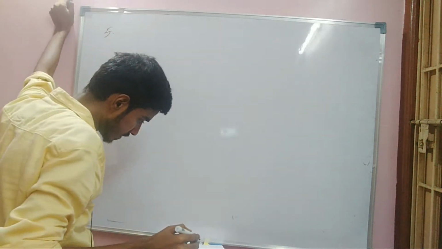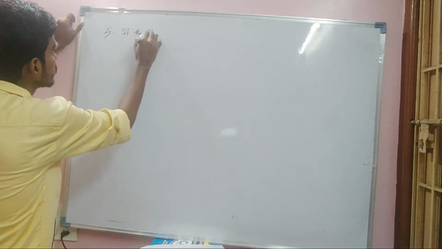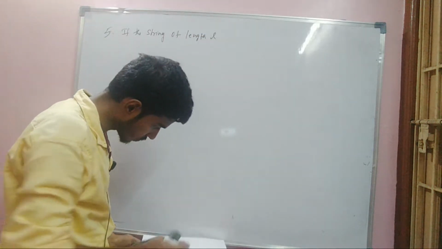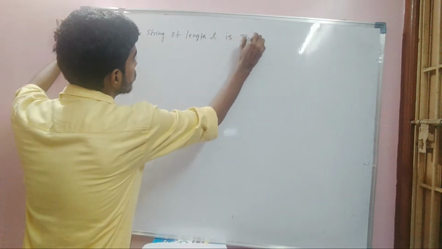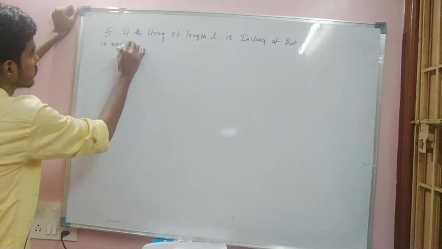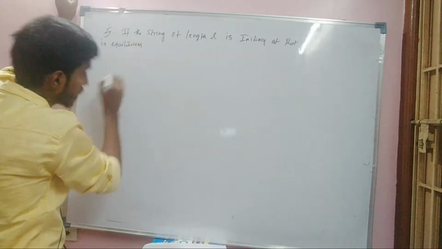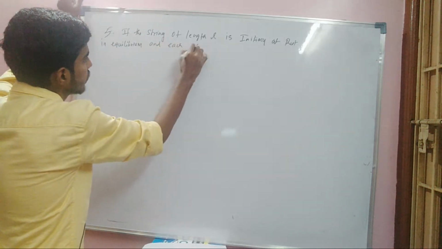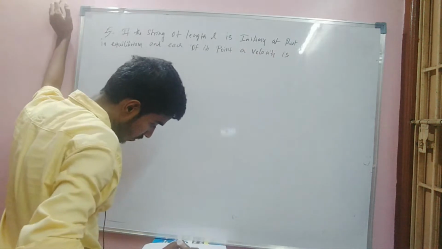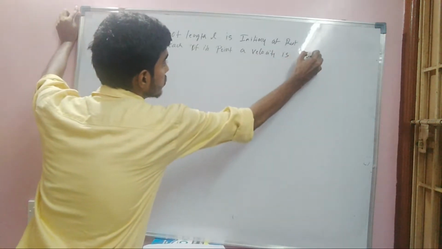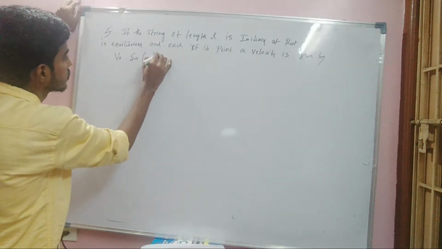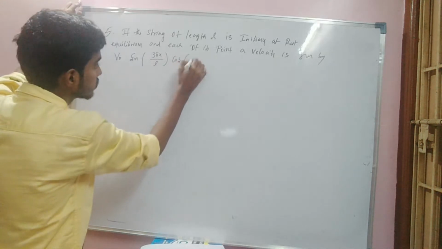Fifth problem is, with the string of length L, if the string of length L is initially at rest in equilibrium, that is initial displacement is 0, and each of its point the velocity is given by v naught sine 3 pi x by L cos 2 pi x by L.